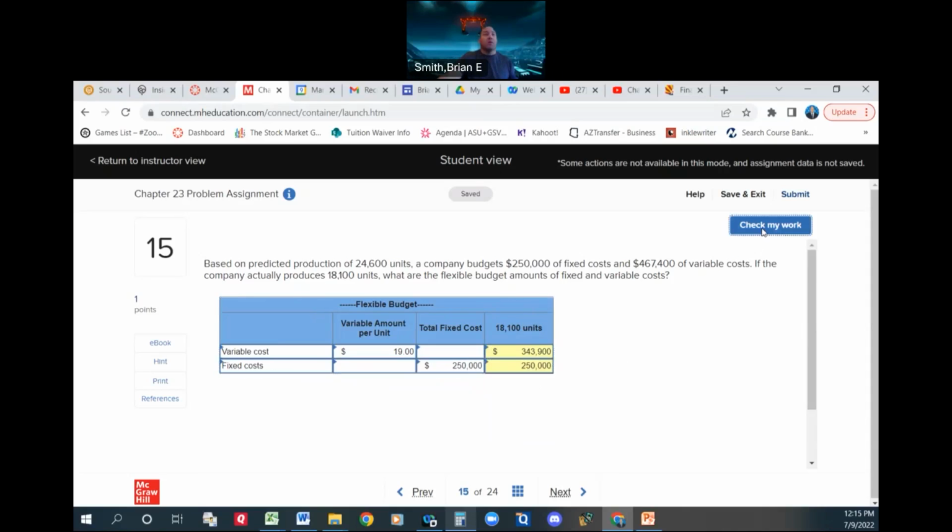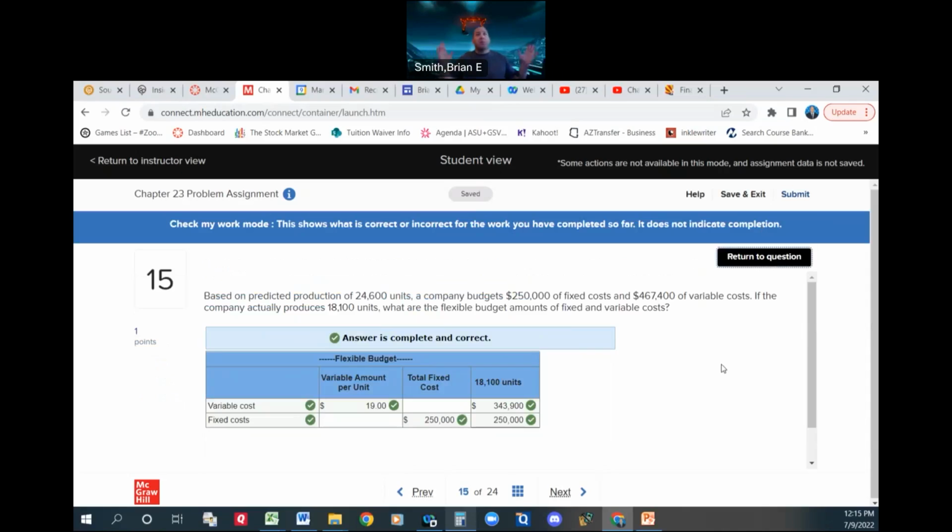Let's check our work, make sure we did it right. Okay, pretty straightforward, a real quick exercise to make sure you understand that with a flexible budget, we've got to get it to a per unit basis so that we can calculate it for what we actually produced. We don't want to compare our costs of producing 18,100 units to a budget where we thought we were going to be producing 24,600 units. That's the whole point of that.